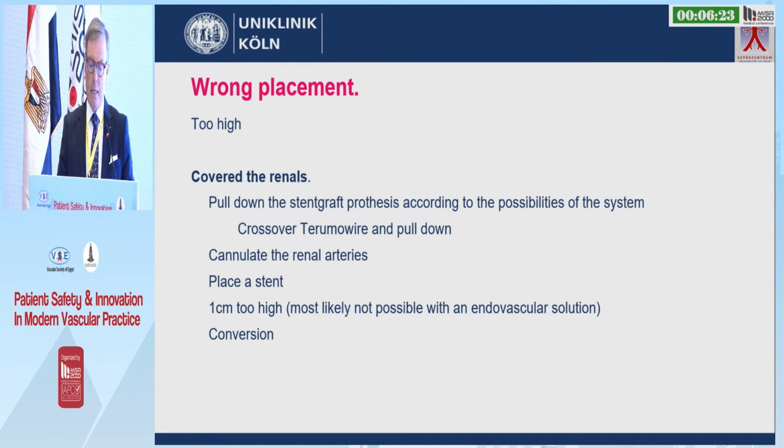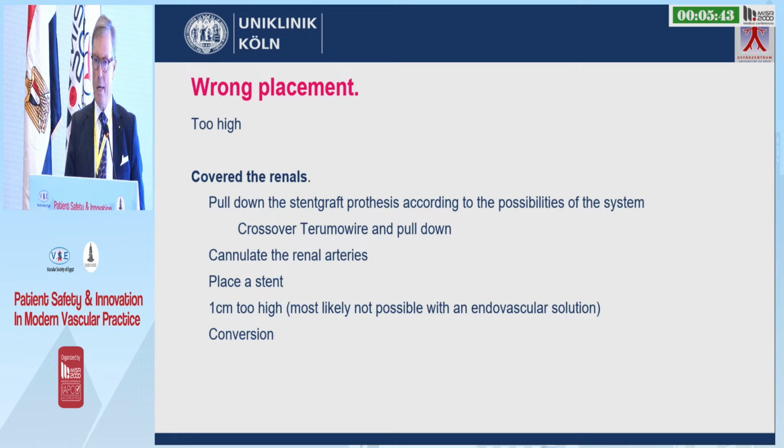So now let us come to the placement. The greatest fear that we have with a standard EVAR is that we place our stent graft too high, and then we cover the renals. Now there are some options to try to solve that. One is that you pull down the stent graft by using a Terumo glide wire, a crossover, and then you pull in both groins, and that might displace the stent graft a couple of millimeters, maybe close to 1 centimeter, but not more.